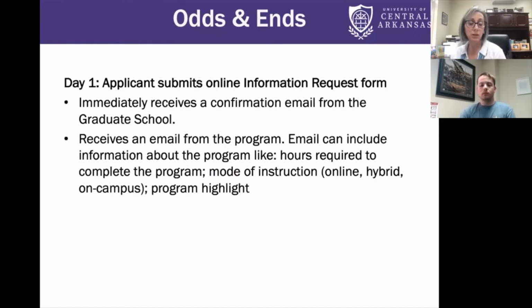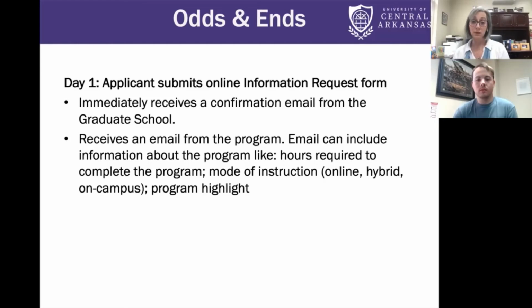This communication plan is built out so that as soon as a student submits an online information request form, they'll get an immediate email from the graduate school confirming that we've received their request for information. They'll also receive an email that looks like it's coming from the program. It's coming from Slate, so it's automatic, but it looks like it's coming from the program. And we can put things in it like the number of hours in the program, which doesn't sound very exciting, and the mode of instruction, which students want to know up front: is this online, a hybrid, or an on-campus program?